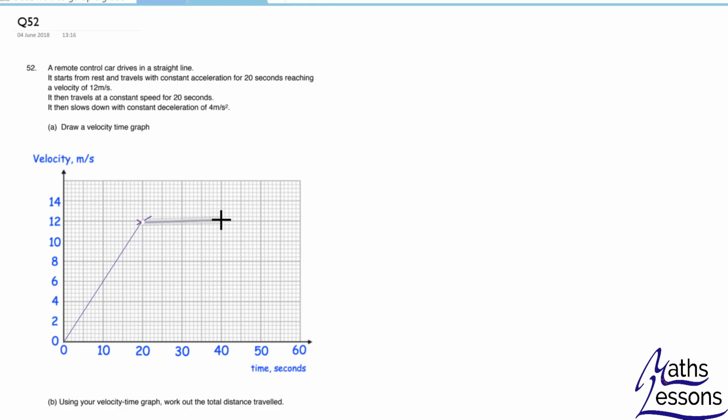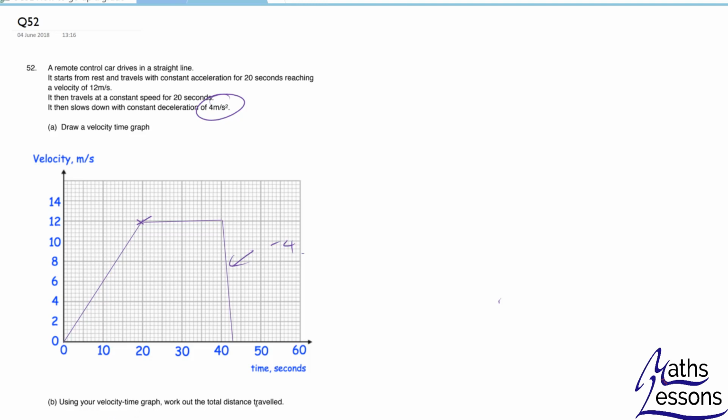And then it slows down, constant deceleration of 4 meters per second squared. If it's got a gradient of 4, it's going to have a gradient of minus 4, so it's going to lose that in 3 seconds. Let's just get that's about there. Okay. So that's our graph. Using the velocity time graph, just be aware, 4 meters per second deceleration means this gradient is going to be minus 4 if it's getting slower. And so we're going from 12, 3 along, gives us a gradient of minus 4.